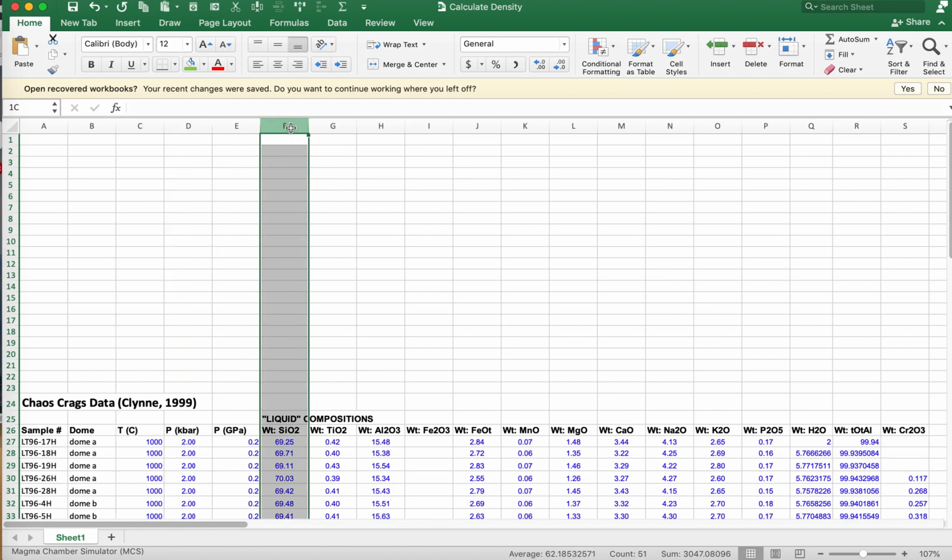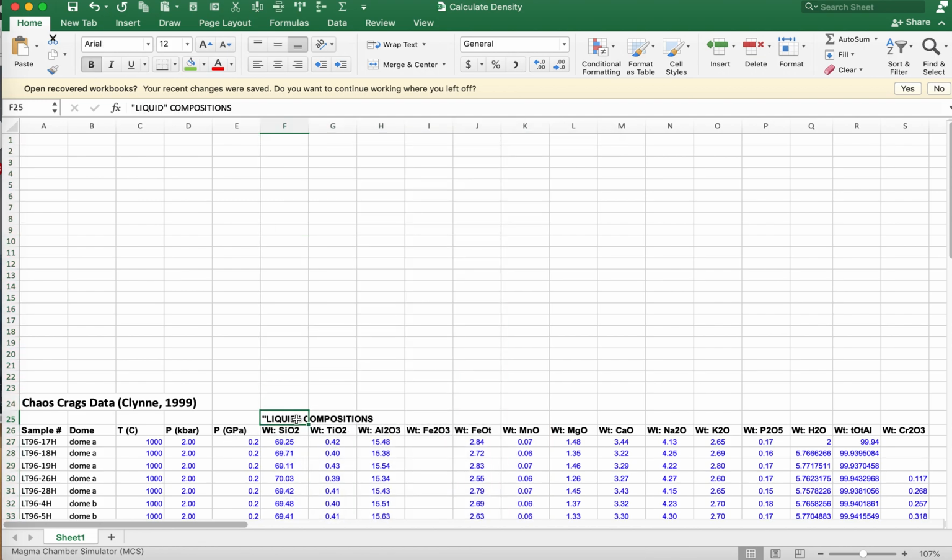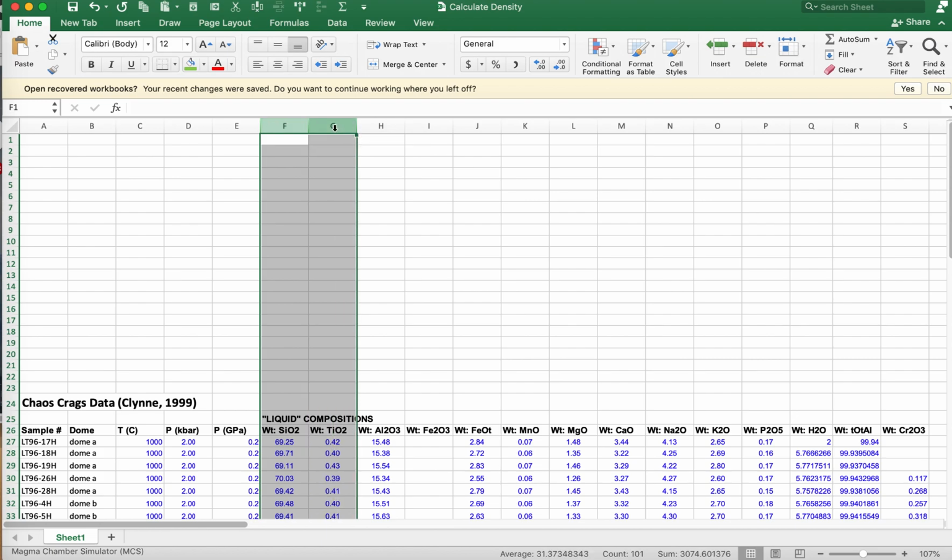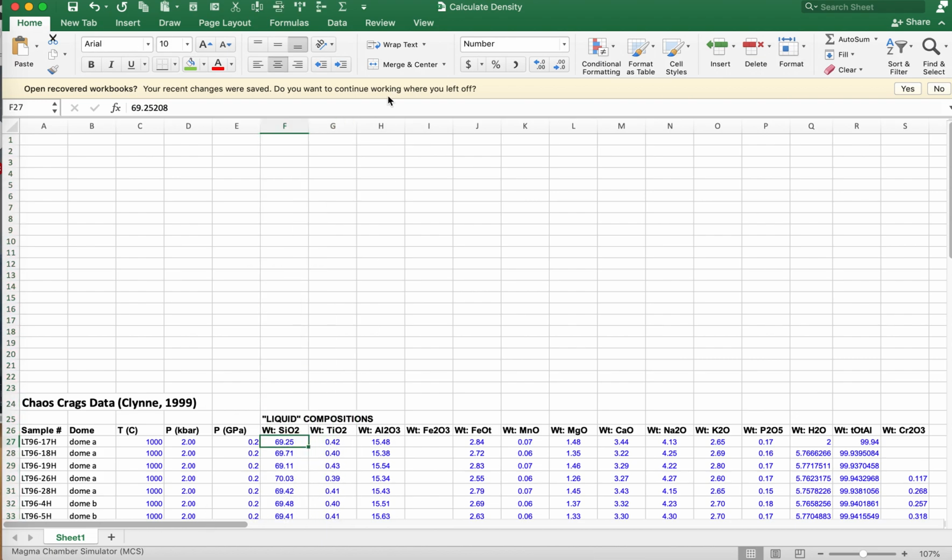Then we have these so-called liquid compositions. Here I've put them in quotation marks because they're not really liquids. We know that they're mixtures of both liquids and crystals. These are very crystal-rich compositions. So we're just going to pretend that they're liquids. We could make a correction later on, accounting for the density that is added by part of the system being crystalline, but we'll just treat them as liquids for now.